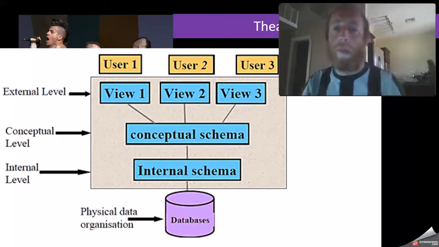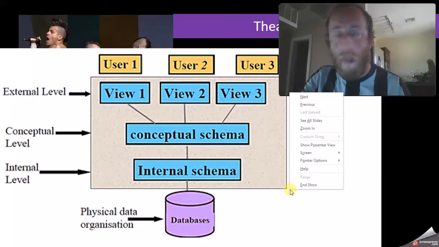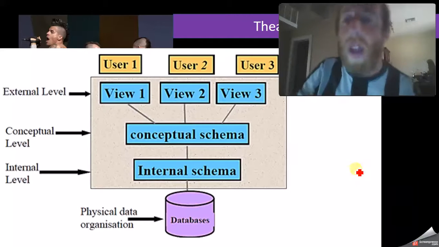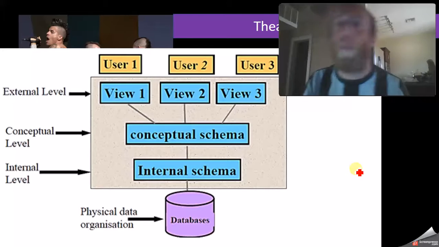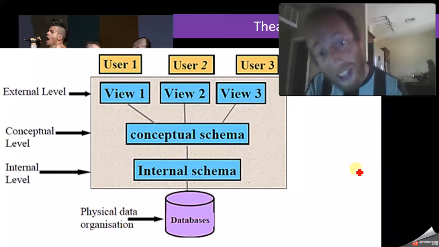Ladies and gentlemen, may I introduce you to the ANSI three-level architecture for the theoretical agency database. I can't even pronounce that. The theatrical database where we talk about booking bands for different people, which has nothing to do with theatrics at all, but who cares?